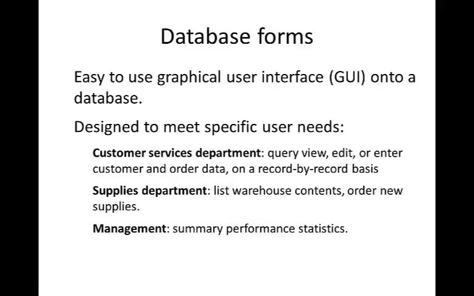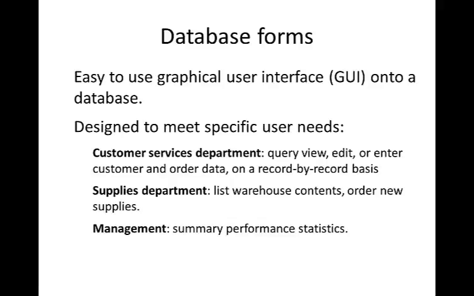So for example, within a company, you might have one graphical user interface for the customer services department, which allows people to view client information, edit it, enter customer and order data on a record by record basis. So somebody who wants to order a box of paper clips, you enter in a record for an order of paper clips. Whereas the supplies department itself maybe is interested in bulk orders from warehouses, how much supplies are in the warehouses, do we need to order more paper clips for the company? So they would have a different interface onto the same database.